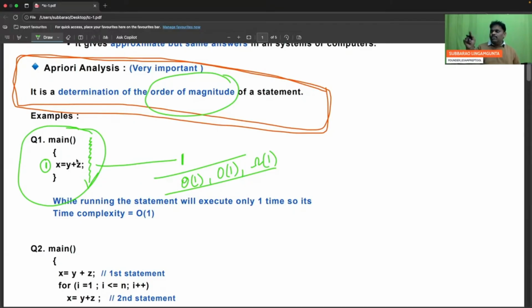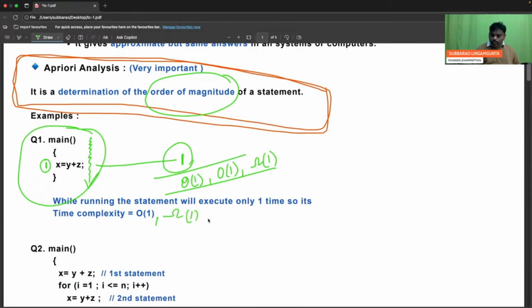You want to find out the time complexity of any program? First step: how many statements are there? First of all, give numbers. One statement. Go to every statement and count how many times that statement is executed by the CPU whenever it is running. Because of lack of loop and recursion, this statement will execute only one time. How many times a statement is executed by the CPU is called order of magnitude. The order of magnitude of the first statement is 1. Then time complexity is whatever you got, and to that just attach theta, big O, or omega. So its time complexity is big O of 1, or omega of 1, or theta of 1 also.